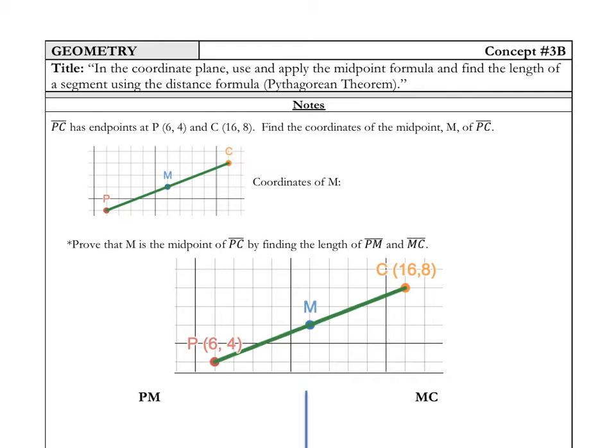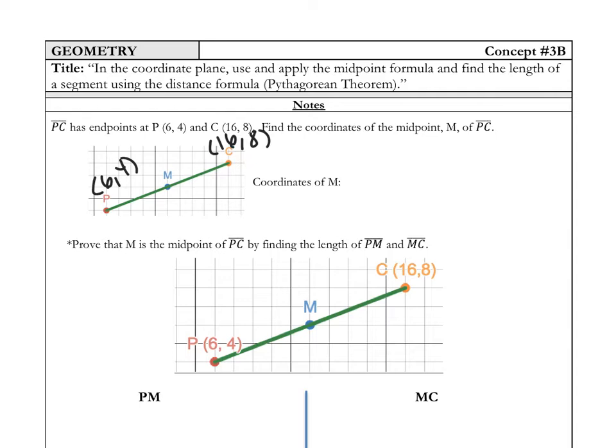The segment PC has endpoints at 6, 4. I'm going to label all this. And 16, 8. Find the coordinates of midpoint M, which is of PC.